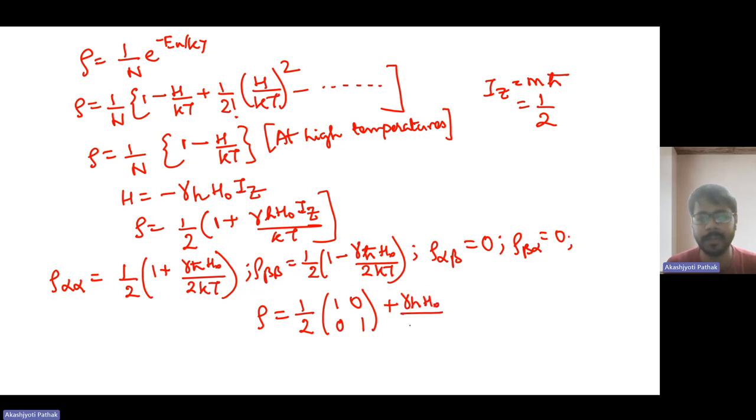gamma h naught by 4 kT, minus 1. Okay. So what we did here, we calculated the matrix element of the operator Iz for the density matrix operator.